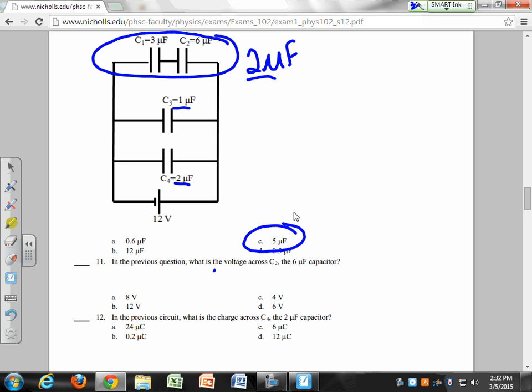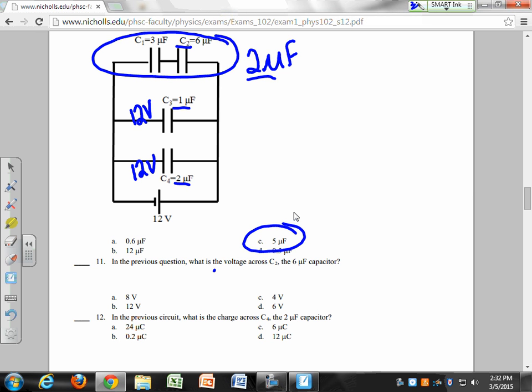All right, I know that I have 12 volts. What is the voltage here? Remember, big capacitors have small voltages. Q equals CV, so if C goes up, V goes down. It's different for resistors. For resistors, big resistance means big voltage. But here, the 6 microfarad is going to have the small voltage. So what is its voltage going to be?